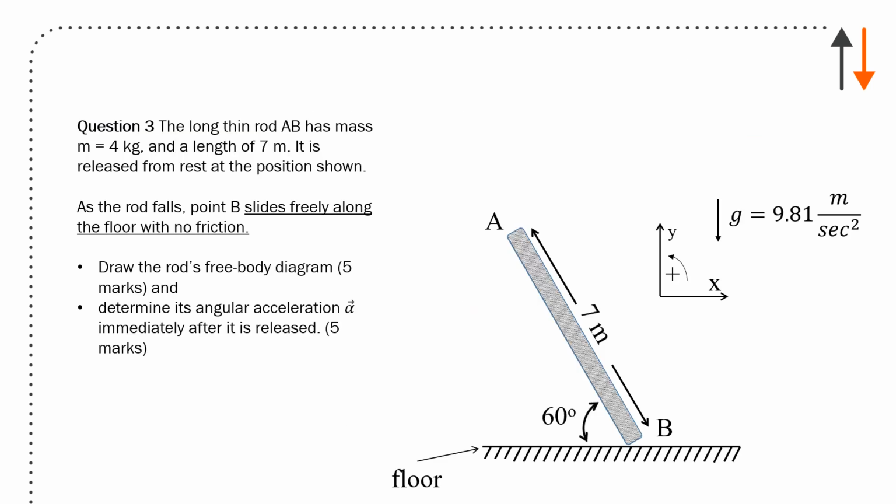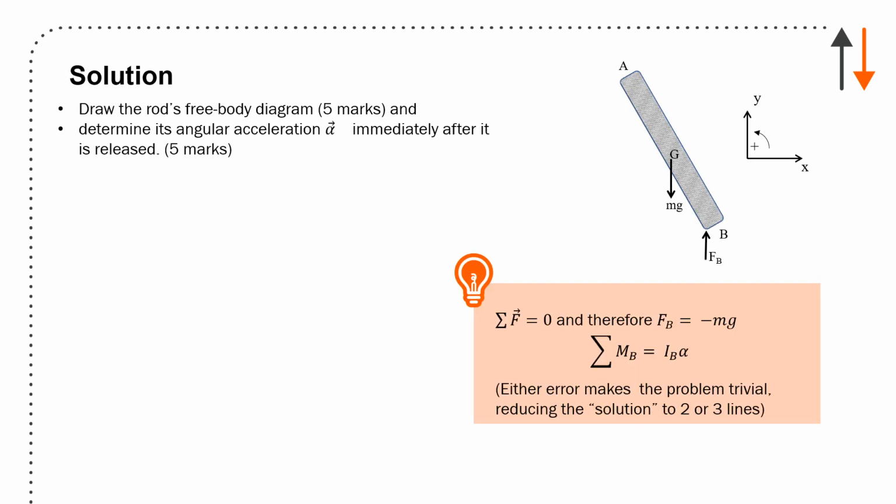Third question: long thin rod AB, mass 4 kilograms, length of 7 meters, released from rest at the position shown. As the rod falls, point B slides freely along the floor with no friction. Draw the rod's free body diagram and determine its angular acceleration immediately after it is released. g is 9.81 meters per second squared and the angle is 60 degrees. So there's all that information.